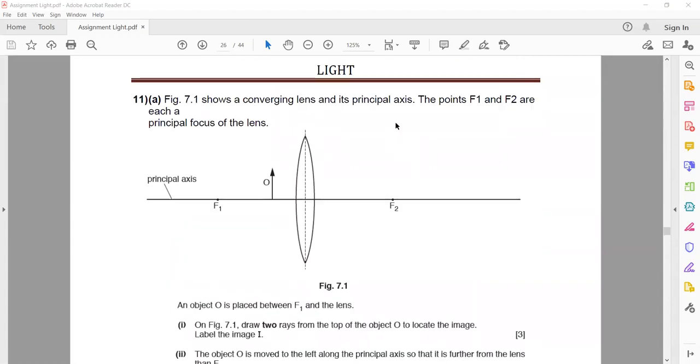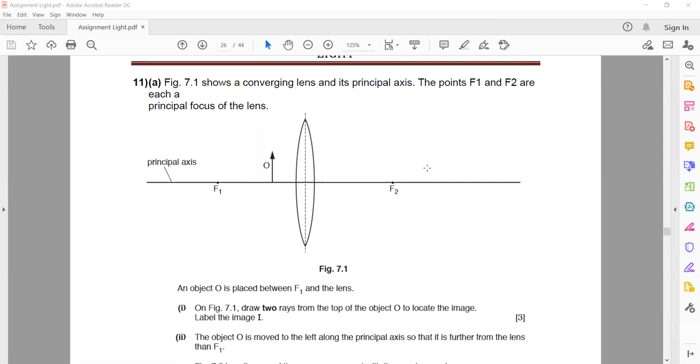Figure 7.1 shows a converging lens and a principal focus. F1 and F2 are there. On the figure, draw two rays from top of object to locate the image. As you can see, the object is within the focus, so it will be a virtual image. A parallel light ray will pass through F2, and one through the center will pass straight.